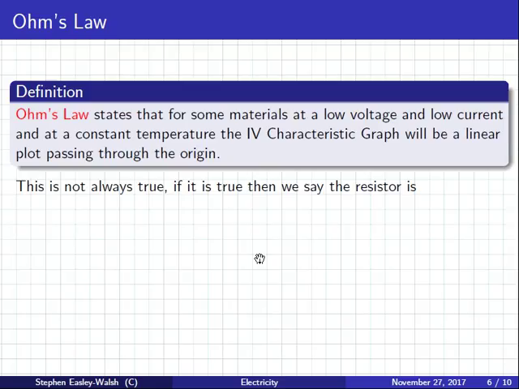This is not always true. You see, I was just saying this law isn't even always true. So if it is true, we call the resistor an ohmic resistor. Otherwise we say it's not ohmic. So it's kind of a silly law. If it's true, we say it's ohmic. If it's not true, we say it's not ohmic. Sometimes it's true, sometimes it's false. Okay. So do you need this word ohmic? When it's true, we call it an ohmic resistor.